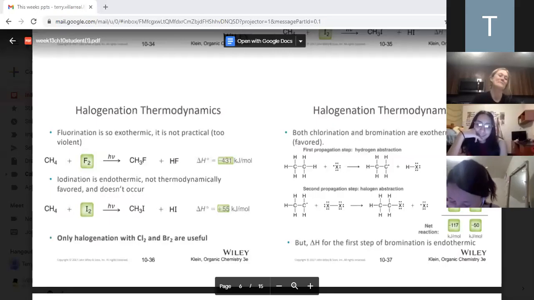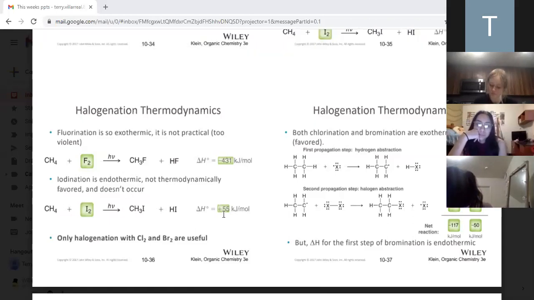So coming back in after someone mysteriously let the time run out, when we think about the thermodynamics, iodination is going to be positive delta H, so it's not spontaneous. So this is not thermodynamically favorable, and we don't see it happen.